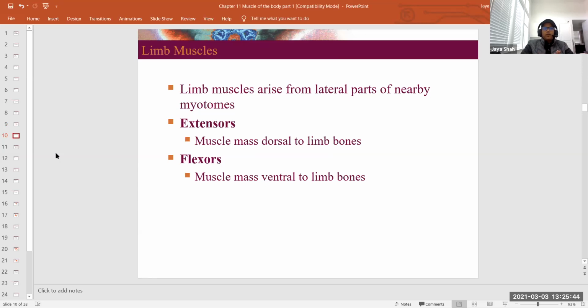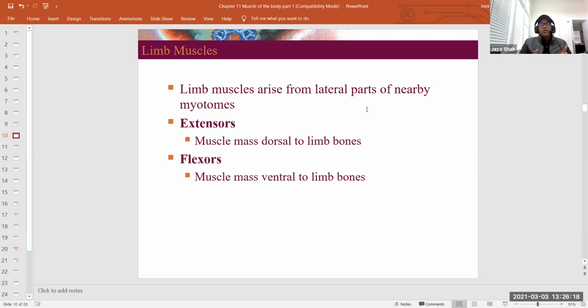Okay, let's talk about the muscles in the limb. So upper limb and lower limb muscles. In the limbs there is a bulk of muscle because our limbs are the most powerful organ which holds our body, and we lift and manipulate the world with our hands. That's why there are a lot of muscles. Limb muscles arise from the nearby myotome in intrauterine life.